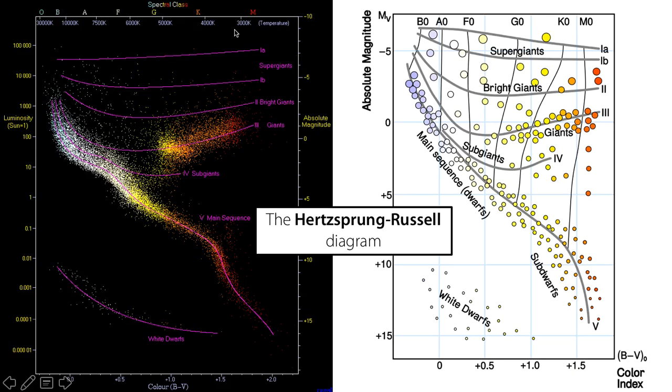If you see a HR diagram or you're asked to sketch a HR diagram, which you may be, then you will have to put the label in temperature. But the key thing here is that the coolest temperatures are on the right-hand side.